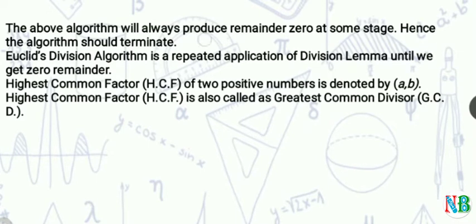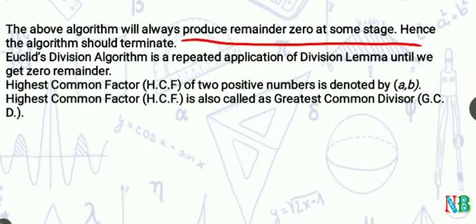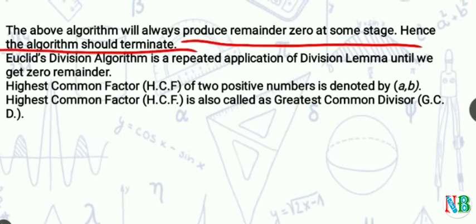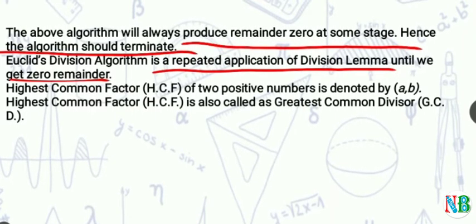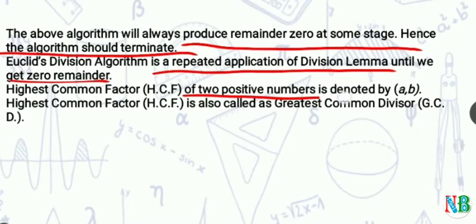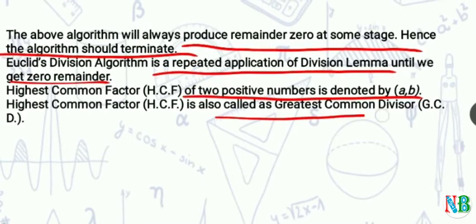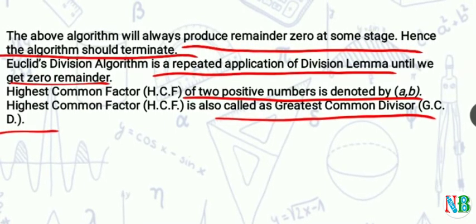In the above algorithm, we will always get remainder 0 at some stage. Hence, the algorithm will terminate. The repeated application will get the remainder 0. The HCF of two positive numbers a and b is denoted as HCF(a, b), and GCD is denoted as GCD. Now let's see a few example problems.